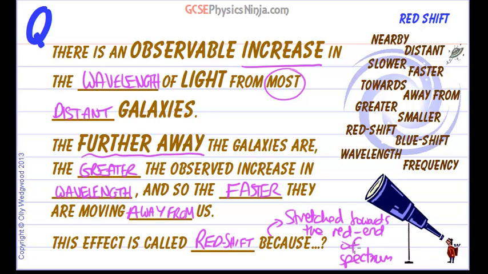And that's redshift, leading to a very important theory, especially this part here, which tells us that the galaxies which are further away move faster away from us, and that theory is called the expanding universe and the Big Bang theory, which we'll look at next.